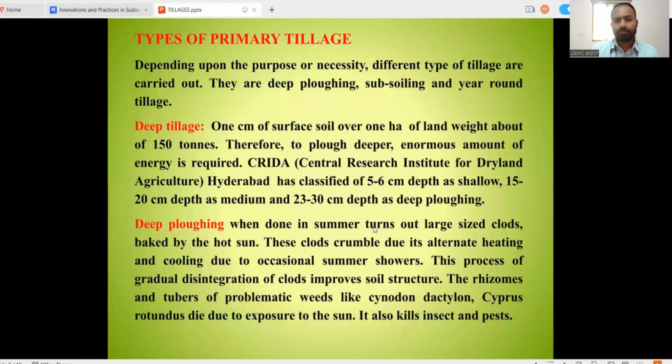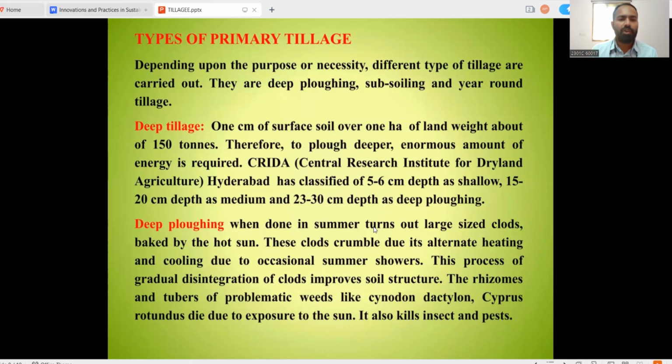Then deep plowing. When deep plowing is done, what are its effects on soil? We are going to see. When done in summer, it turns out large-sized clods baked by the hot sun. These clods crumble due to alternate heating and cooling from occasional summer showers. This process of gradual disintegration of clods improves soil structure.